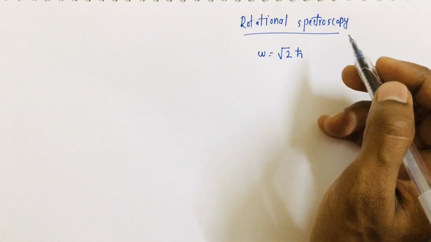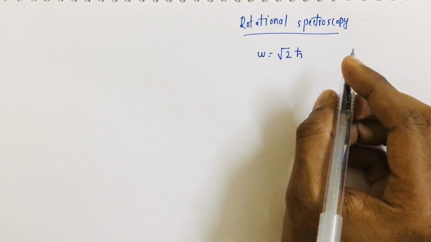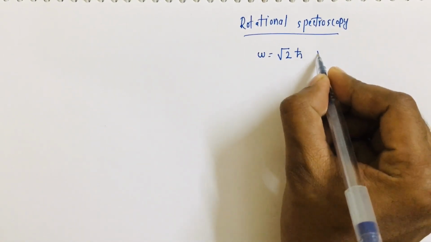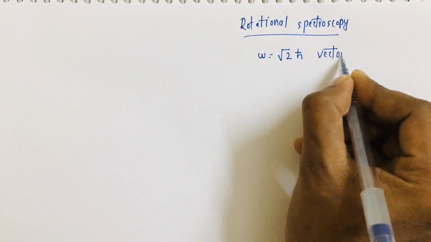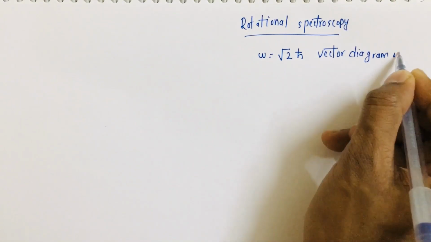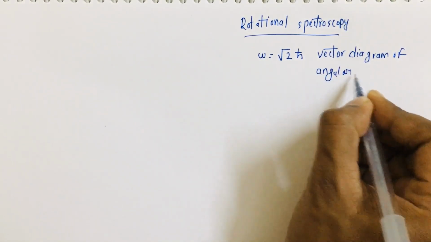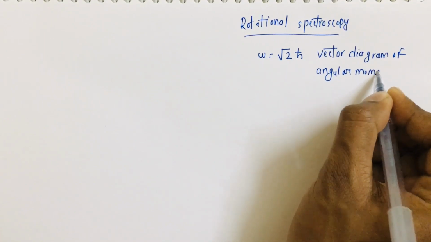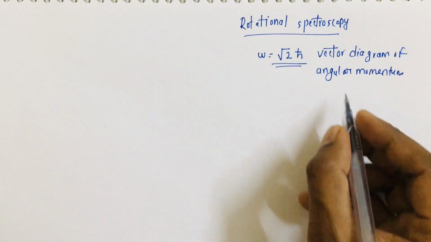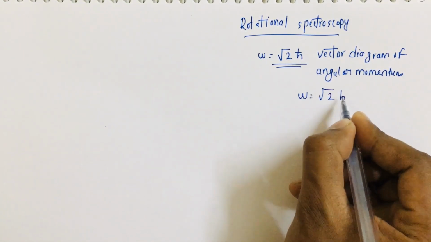So today's topic is rotational spectroscopy, and this is the given question. They are asking us to find a vector diagram of angular momentum, which will be this. Here the angular momentum equals root 2 h-cut.